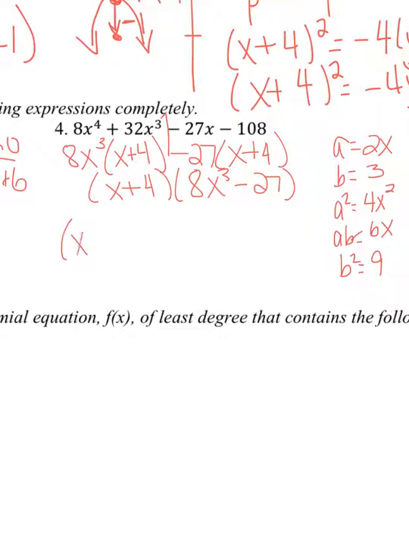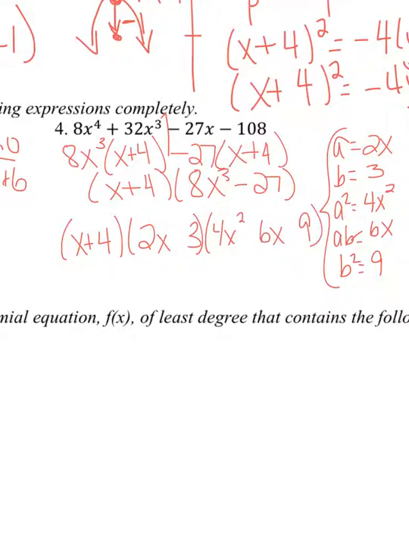So this is x plus 4, 2x, 3. Don't worry about the signs until the very end. Don't write any negatives in here. No negatives. This is 4x squared, 6x, and then 9.